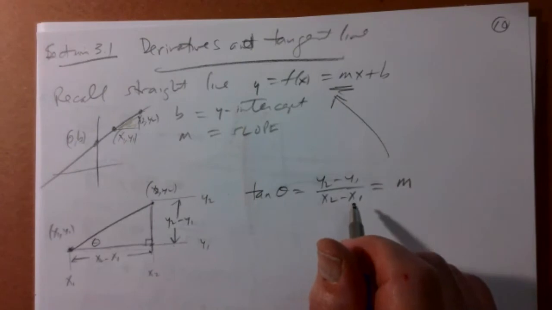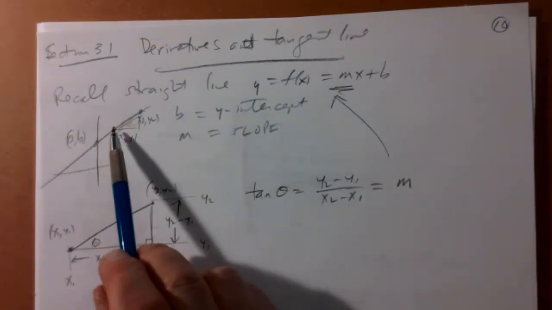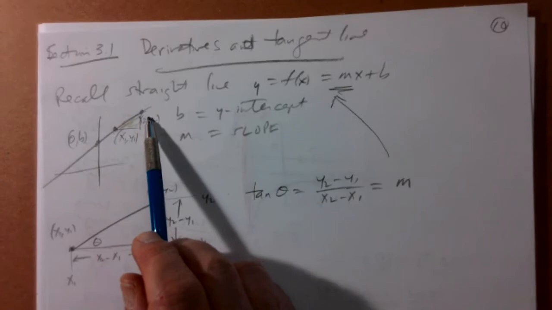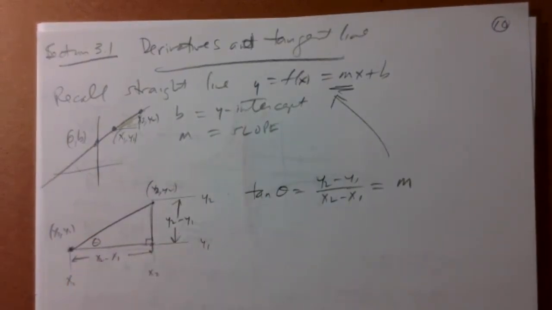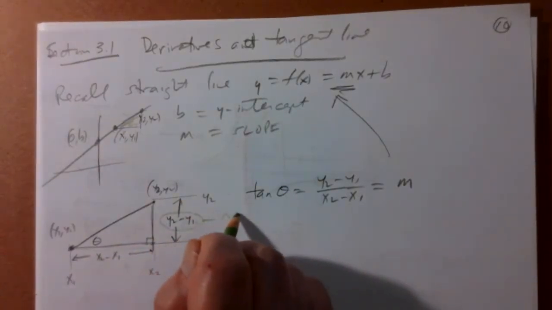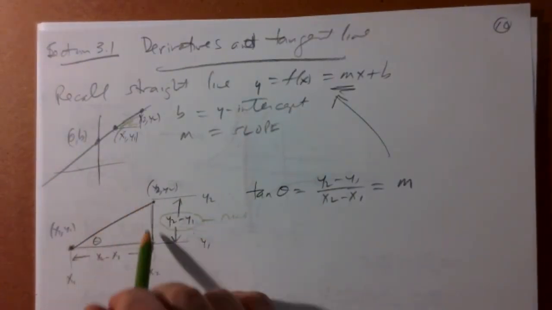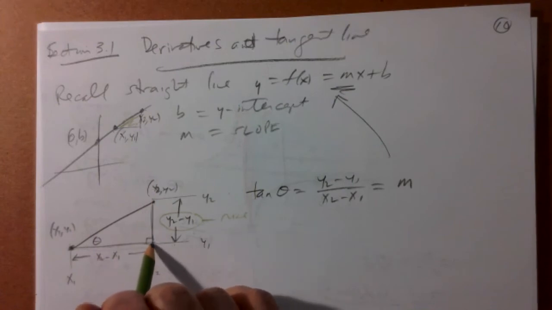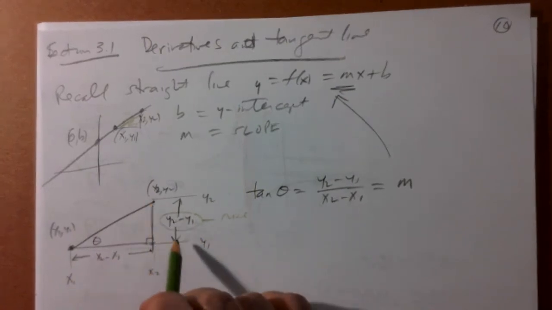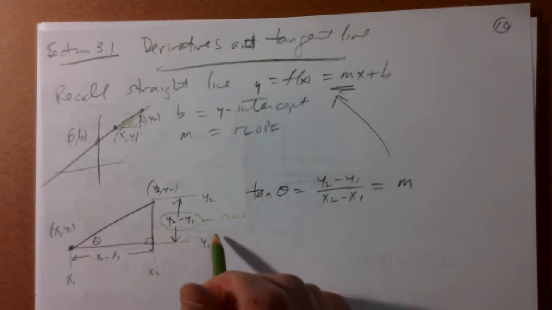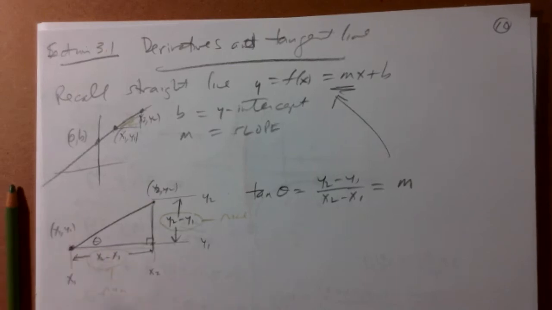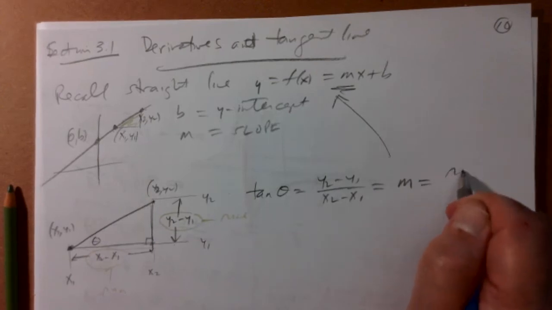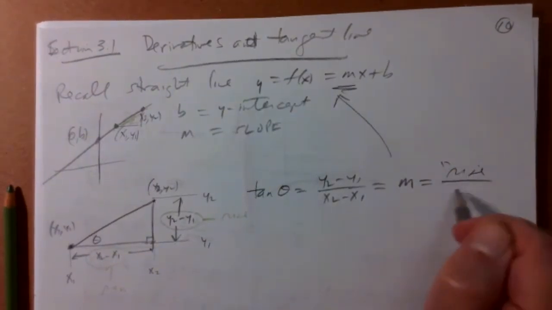M is the slope. So on a straight line, if you take any 2 points, and you look at the rise over the run, y2 minus y1 is sometimes called the rise. As you go from this point to this point, the rise is the change in the height of the function. It can be negative, it could be a decline, but still called the rise. From here to here, this number is called the run. So some people like to think of the slope as rise over run.